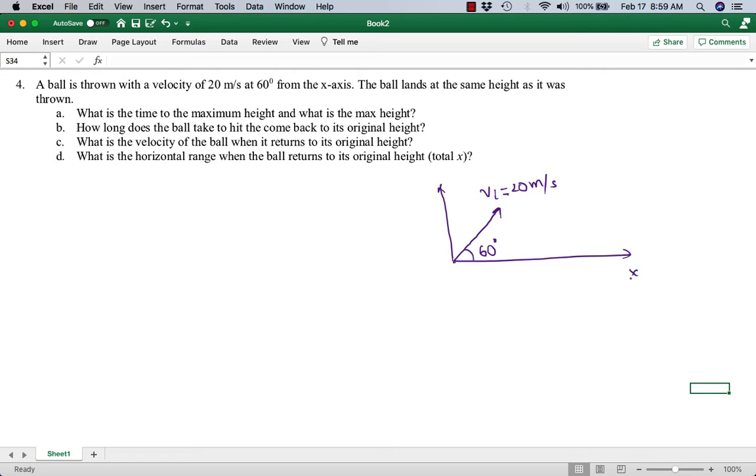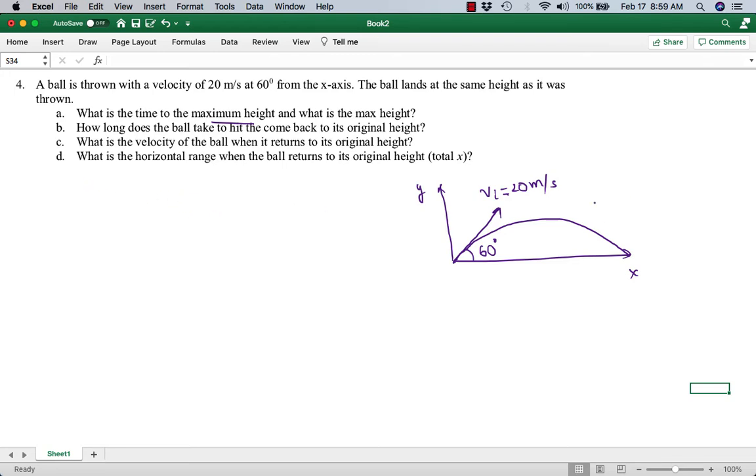So this is the x-axis and this is the y-axis, and it says that the ball lands at the same height as it was thrown. Okay, so the ball starts from here and then it lands at the same level somewhere here. So what's the time to the maximum height and what is the maximum height? When we deal with height, it's vertical motion, so we need to deal with the vertical motion.